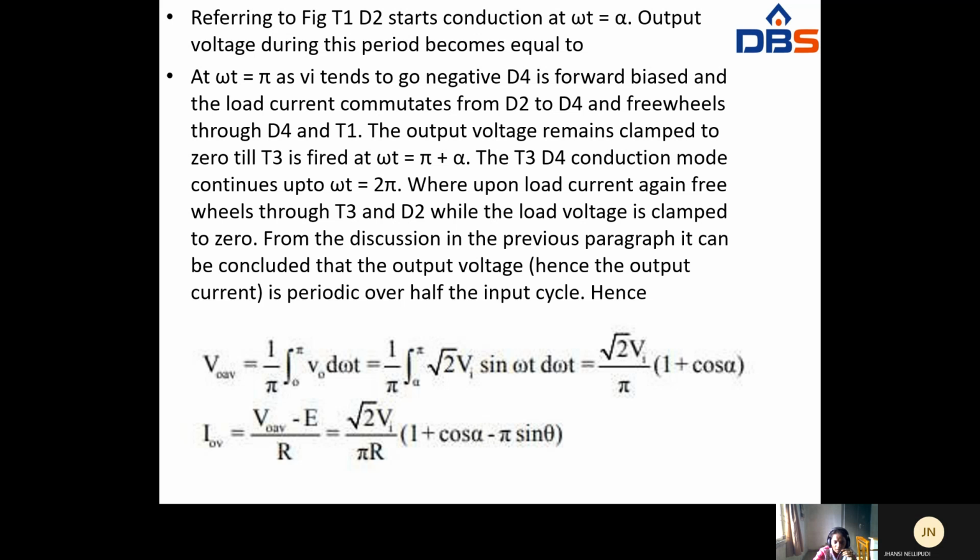In the load we have E as well. So I naught equals (V naught minus E) by R, which is root 2 Vi by pi R times (1 plus cos alpha) minus E by R. This is the I naught value and this is the V naught value.